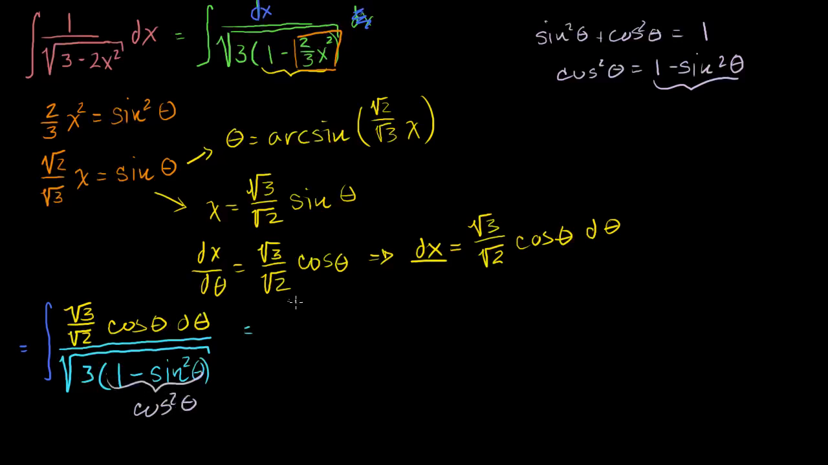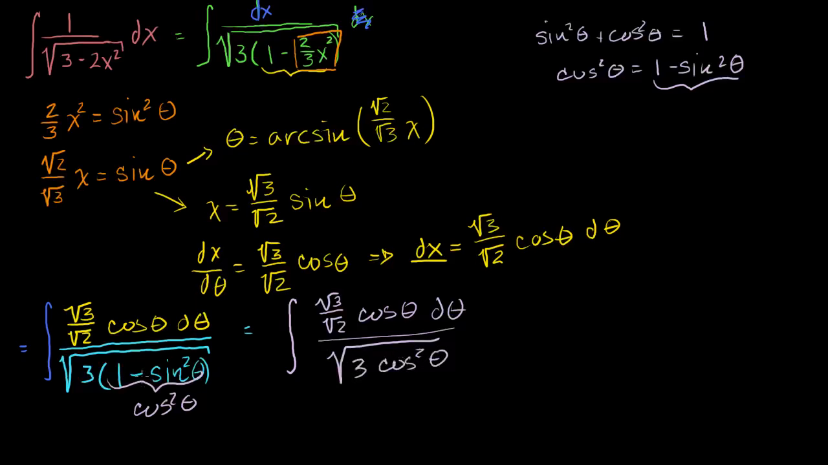So my indefinite integral becomes the square root of 3 over the square root of 2 cosine theta d theta, all of that over the square root of 3 times the cosine squared of theta. That just became cosine squared of theta. So let's just take the square root of this bottom part. This is going to be equal to square root of 3 over the square root of 2 cosine of theta d theta, all of that over, what's the square root of this? It's equal to the square root of 3 times the square root of cosine squared, so times cosine of theta.